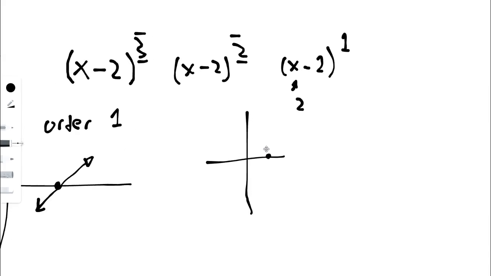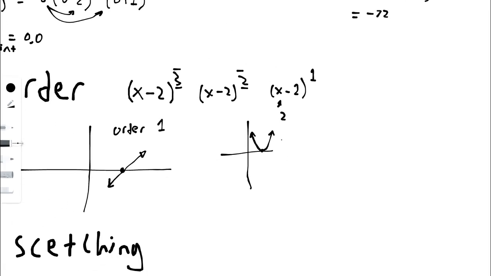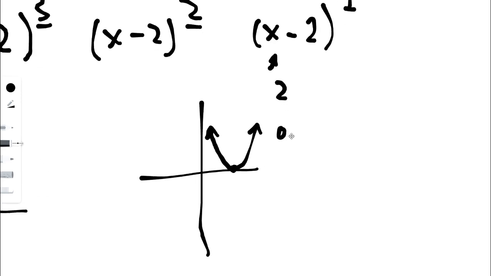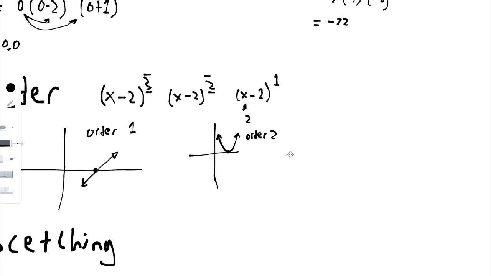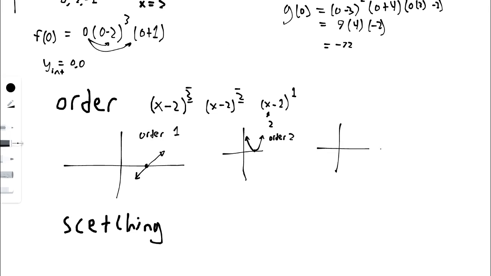While order 2, you can think of like a parabola, for example. It's going to bounce right off. So it's going to come in like this, and then it's going to just touch that point, and then it's going to come right back out. So it's going to look something like this. So that is order 2.